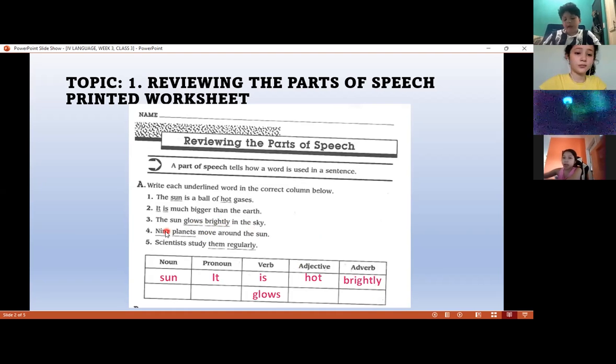Excellent. Number 4, 9 planets move around the sun. 9 is an adjective. It's a number. That's right. Planets is a noun. Excellent. How can you identify this? 9 planets move around the sun. Planets is a noun. How many? 9. So 9 is giving us the information that we need to describe the noun. So 9 is an adjective and planets is a noun.